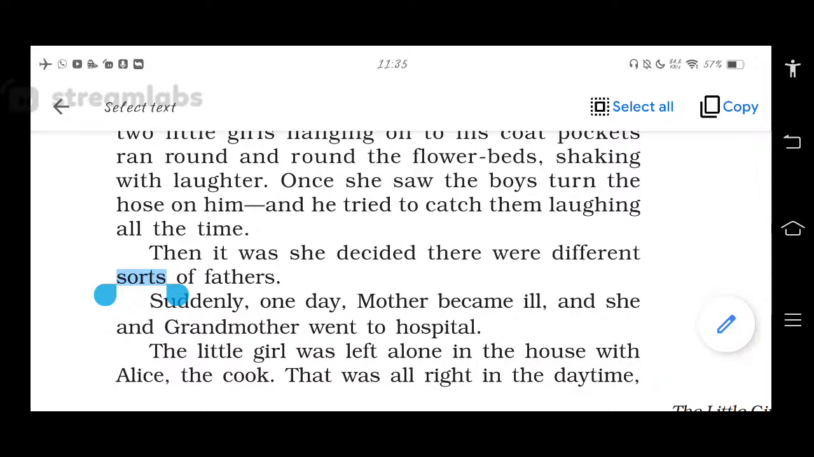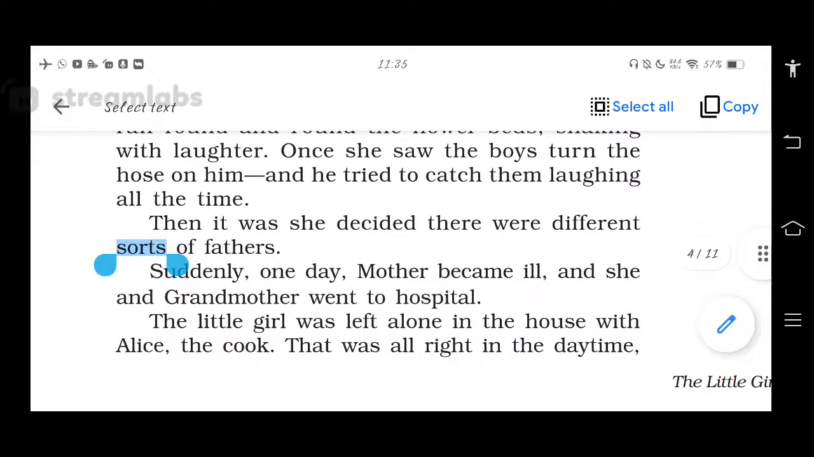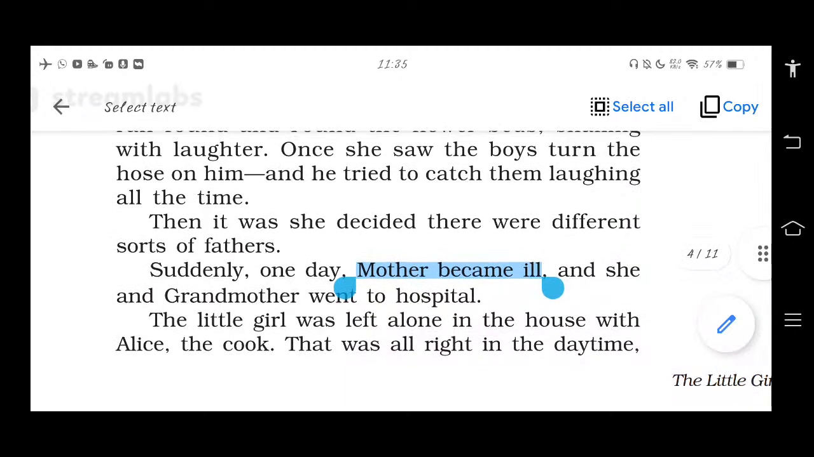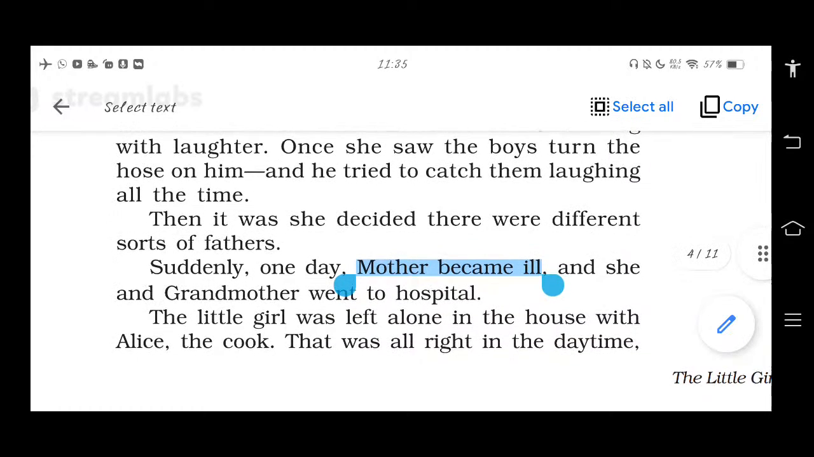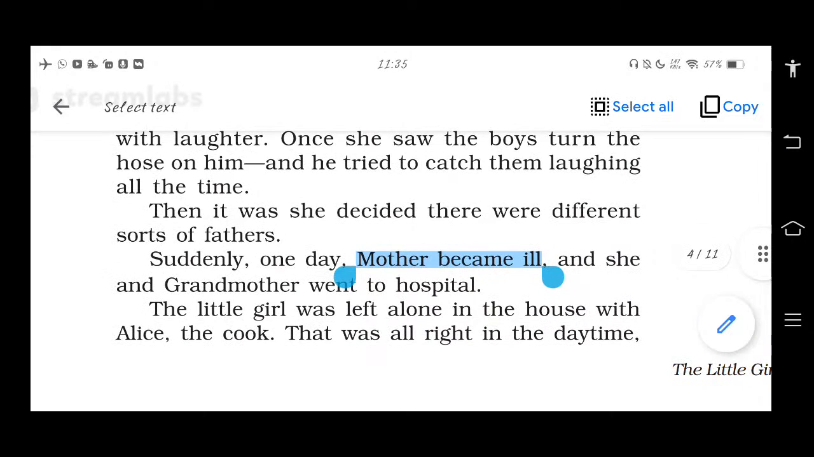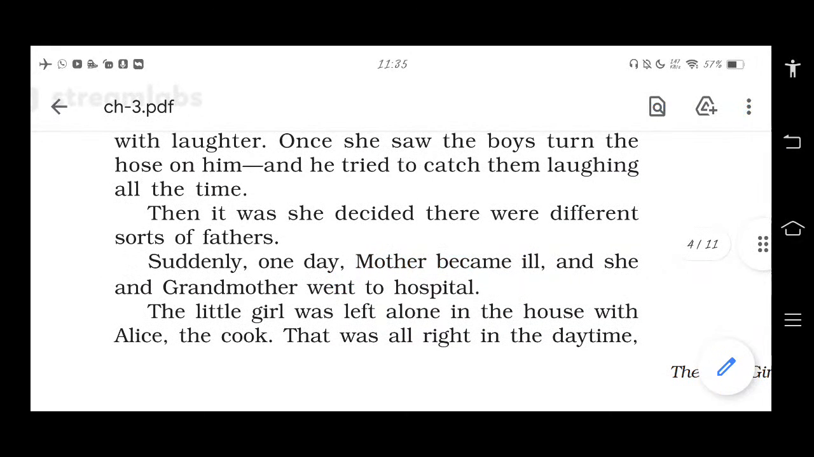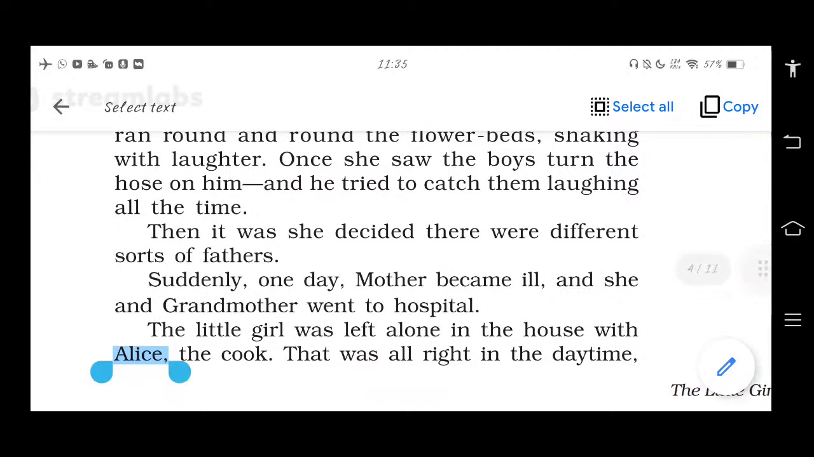Suddenly one day mother became ill. So one day what had happened? See that. In one day her mother became very ill. So what happened? She and grandmother went to hospital. As her mother was not feeling well, her grandmother and her mother both went to the hospital. The little girl was left alone in the house with Alice. Alice is nothing but their cook.